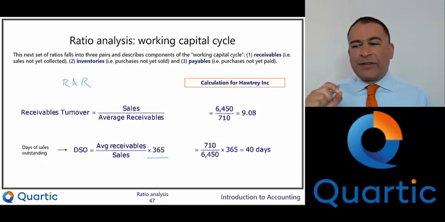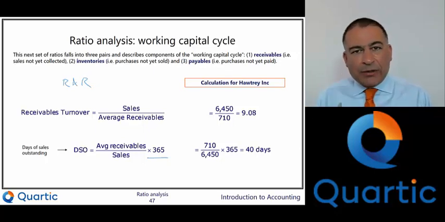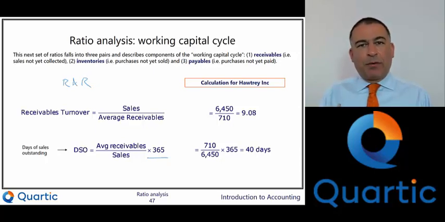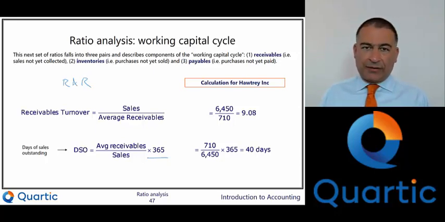So in other words, what this is telling us for Hawtree is our turnover is around 9 times a year, and that our receivables are outstanding for an average of 40 days. So each time we make a sale, on average, it comes in after 40 days.